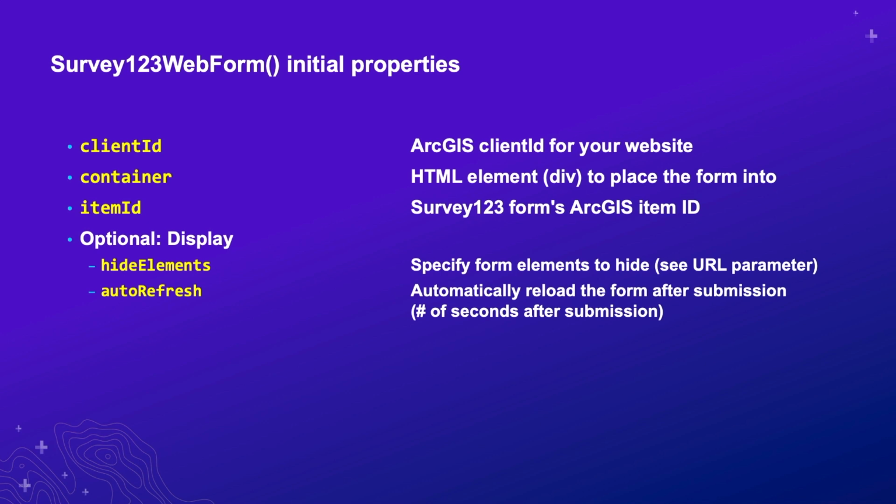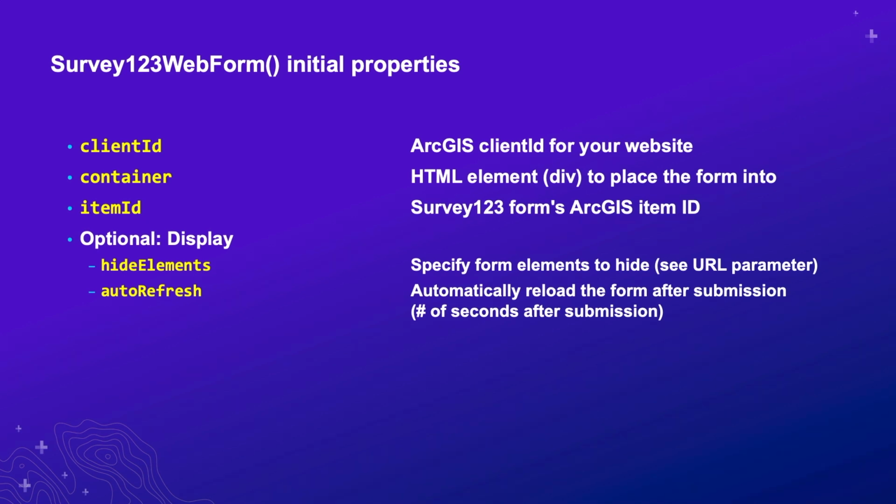Despite the properties object normally being referred to as options, 3 properties are required: the client ID that you have registered for your website, the container specifying the HTML element in your page, and the item ID of the form you want to load. In addition to those, there are a number of optional properties.